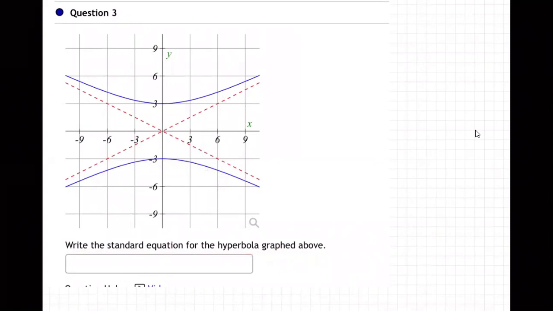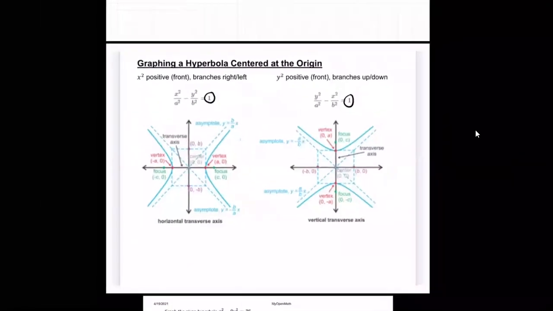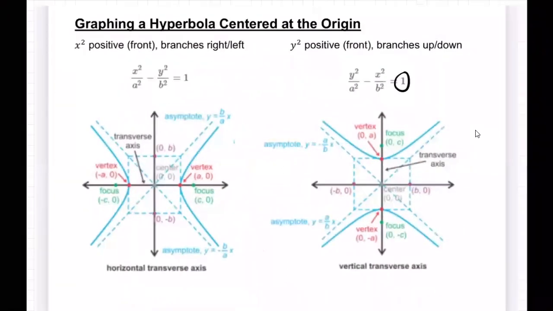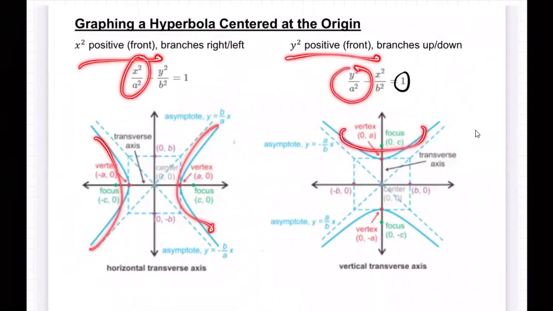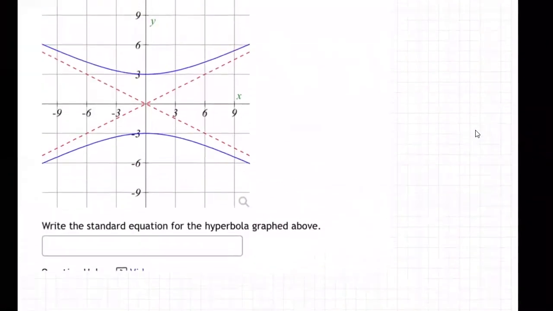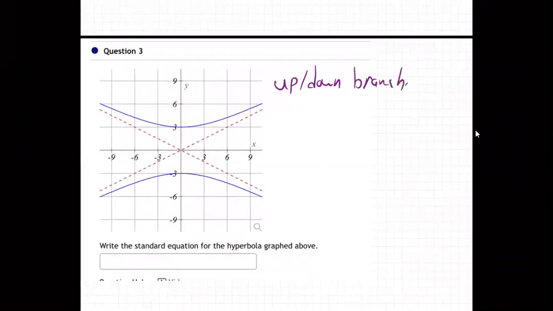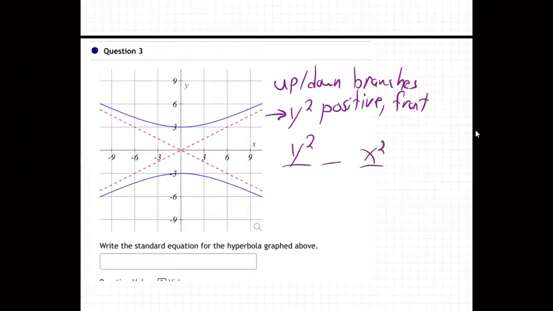Well, let's look at the notes. So here are the notes on graphing hyperbolas centered at the origin. So how do we do it? Well, notice if there's x squared positive in the front, the branches go right, left. And if there's y squared positive in the front, then the branches go up, down. Which one do we have? The branches are going up and down. So we have up, down branches. So what does that mean? It implies that y squared is positive in the front. So we're going to have y squared over, minus x squared over, equals 1.